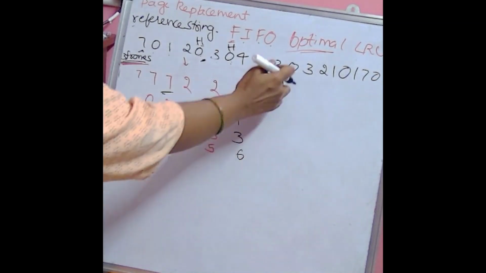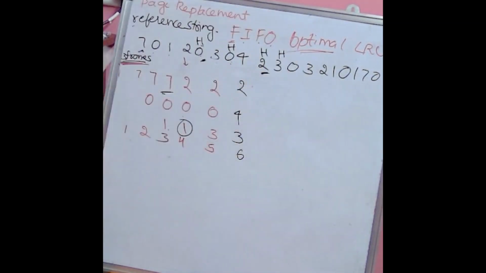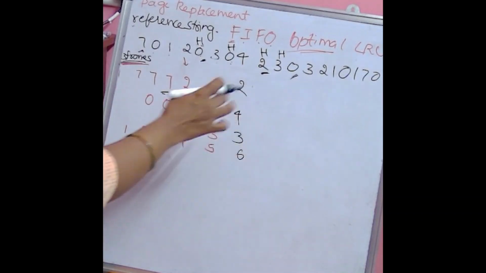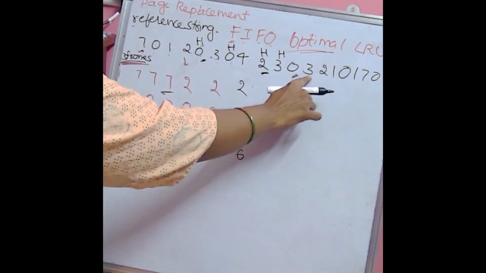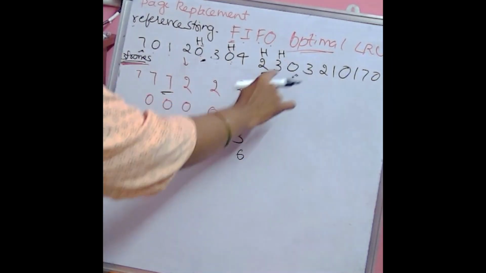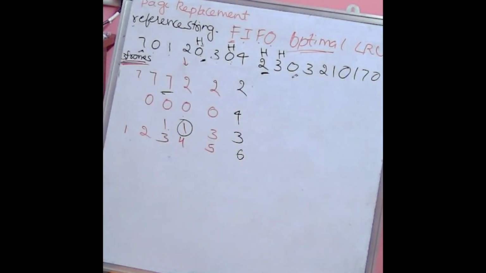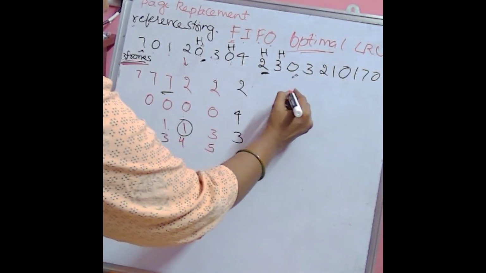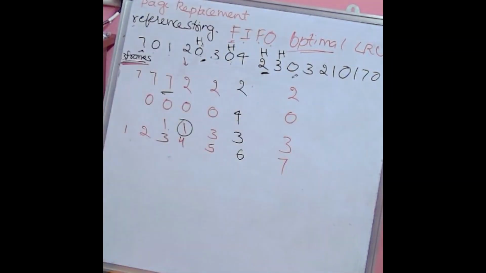Next required is 2, already there. Next required is 3, that is also already there. This is a hit, this is a hit, this is a hit, this is a hit. Next required page is 0. In these 3, which is not required in the near future, that we will replace. In the near future it requires 3, in the near future it requires 2. Which one is not required in the near future? 4. So we'll replace 4 with 0, and it is counted as page fault 7.